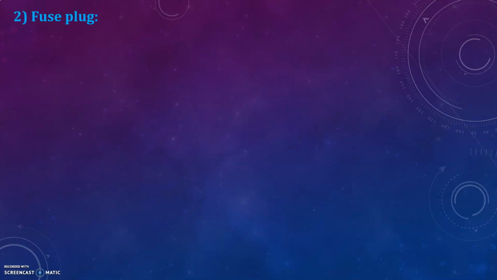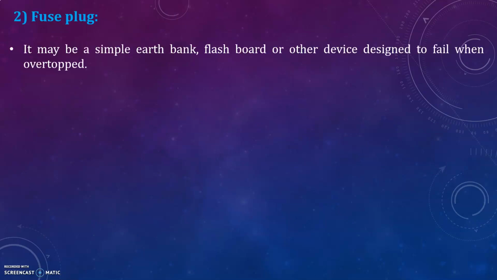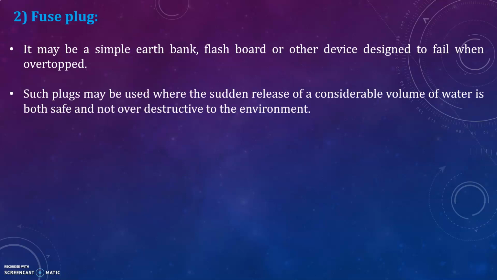Next one is fuse plug. It may be a simple earth bank, flashboard or other device designed to fail when overtopped. Such plugs may be used where the sudden release of a considerable volume of water is both safe and not overly destructive to the environment.